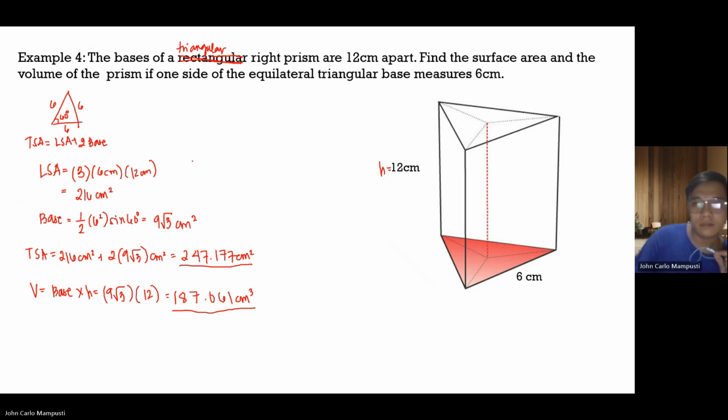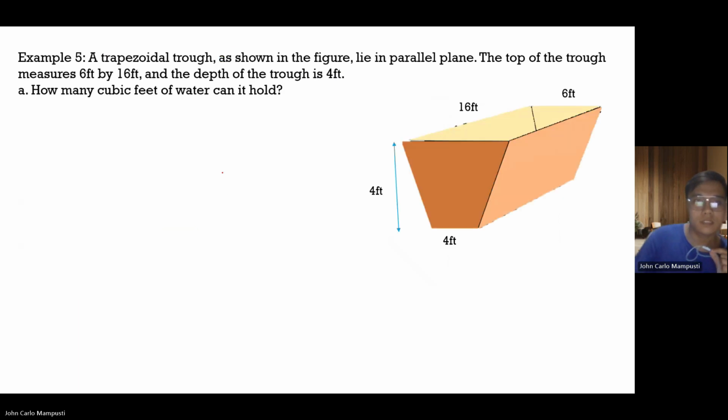Next one. So a trapezoidal straw, as shown in the figure, lie in parallel plane. So the top of the straw measures 6 feet by 16 feet, and the depth of the straw is 4 feet. Okay, question letter A. 5.A, we have how many cubic feet of water can it hold?